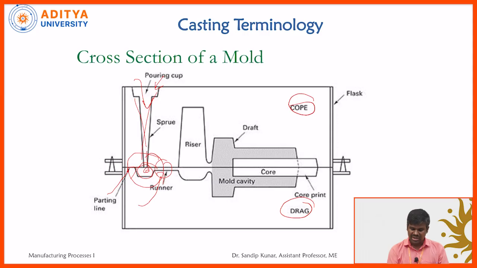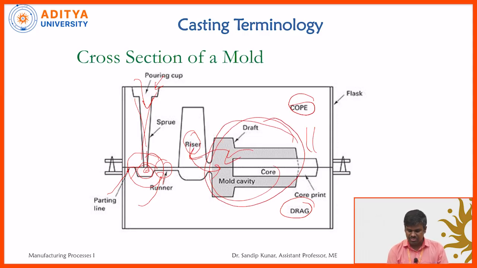After the runner, we provide the riser. The riser works as an additional reservoir. After the riser, we create the mold cavity, and the cavity is fabricated in the required shape. In that mold cavity we also provide one core. This white portion is the core section, and the core is used to create internal hollow features.